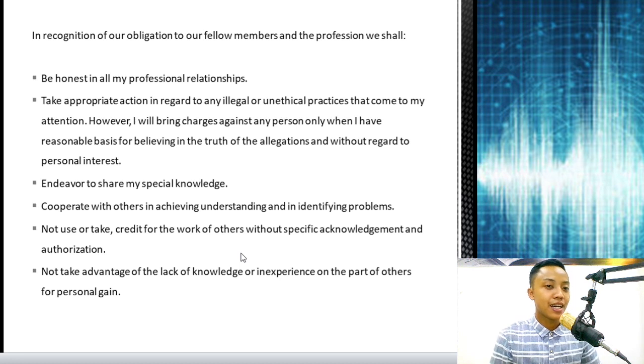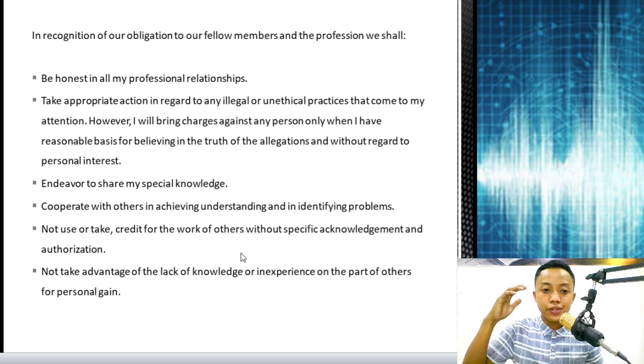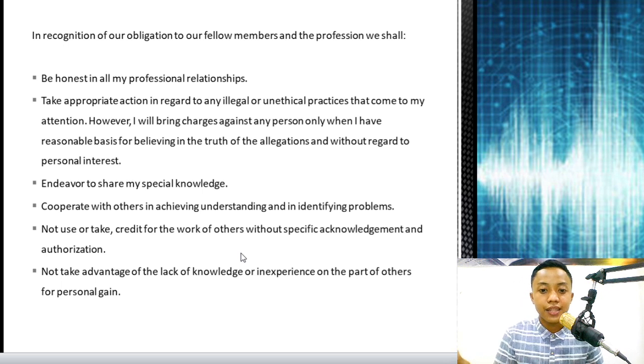Kinakailangan po as a professional, as a IT student, we should always credit kung saan po natin kinuha ang bagay na yan. At we should not take advantage of the lack of knowledge or experience on the part of others for personal gain. Hindi po natin, lalong-lalo na po, may mga tao talagang wala pang alam, kinakailangan pong hindi natin aapakan ang kanilang sarili para lang po tayo ay matuloy. Hindi po yan. We should not take advantage to the lack of knowledge. Kailangan po, humble po tayo.